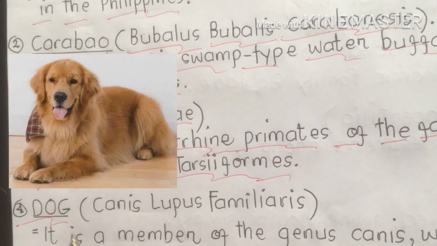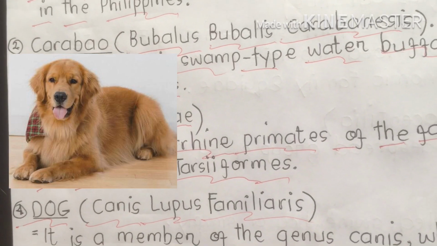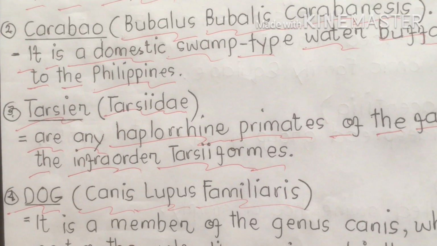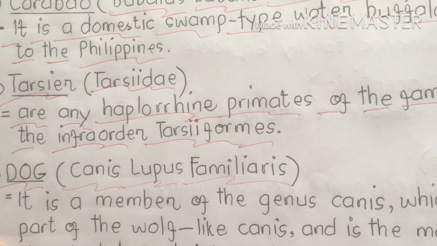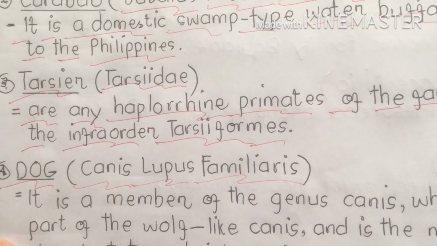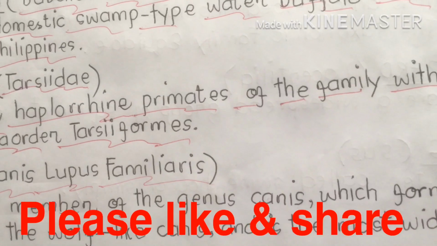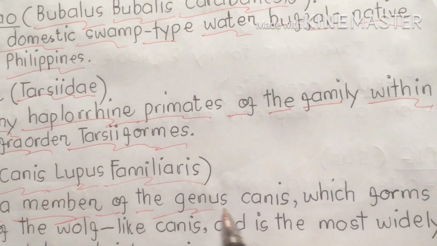Dog. It's Canis lupus familiaris. Remember, dog is man's best friend. Not only man's best friend, of course, it serves as our guard in our house. Not only a guard in our house, it serves as our playmate also. So we need to take care of our pets. Love them and support them also. It is a member of the genus Canis.